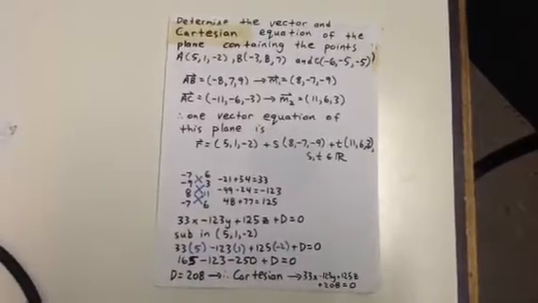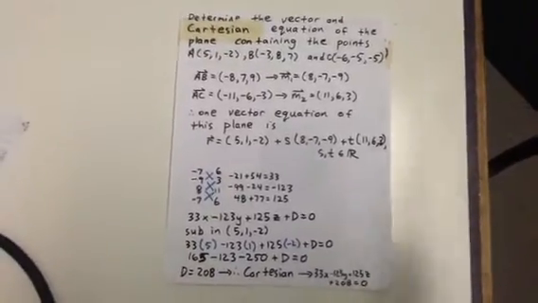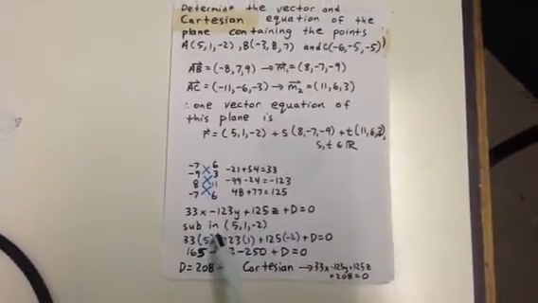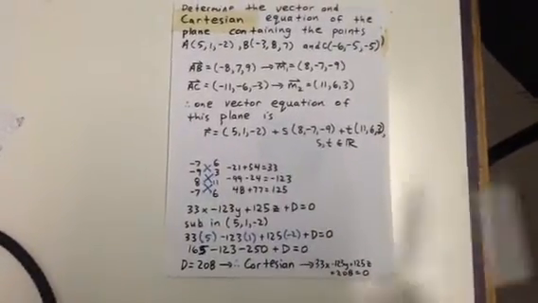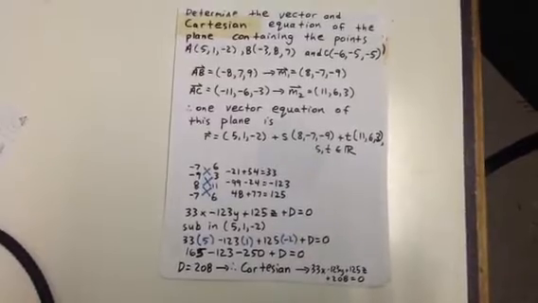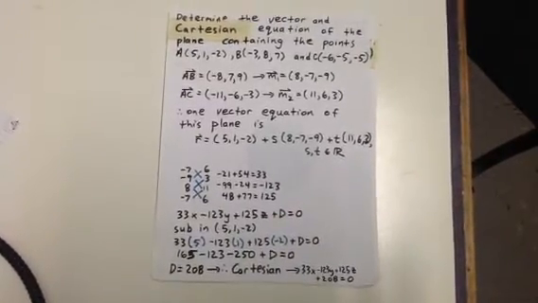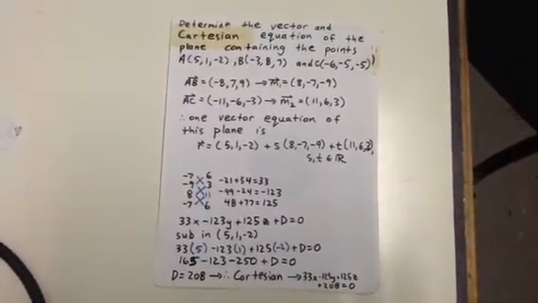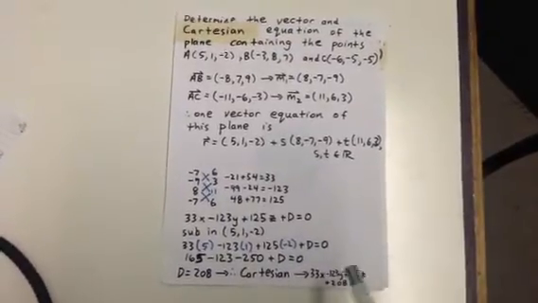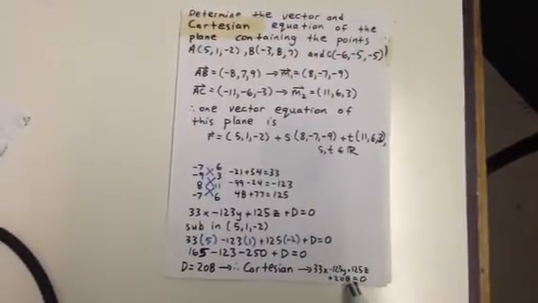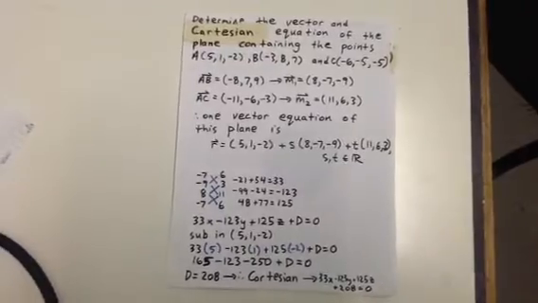All we have to do now is sub in any point on the plane. So we can choose 5, 1, -2 and plug in those values. Doing that gives a d value of 208, which means the Cartesian equation of the plane is 33x minus 123y plus 125z plus 208 equals 0.